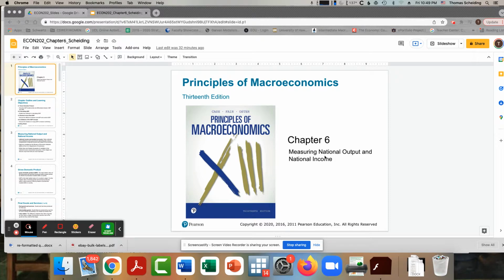In this chapter, we've now fully transitioned to talking about macroeconomics, and now we're going to talk specifically about GDP, or as the chapter title points out, gross domestic product, which is the way that we measure national output as well as national income.